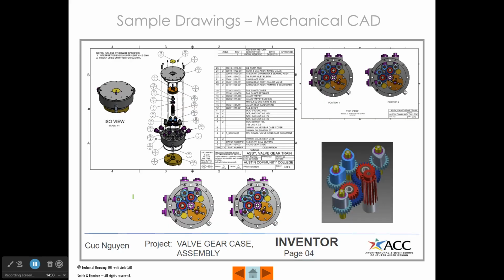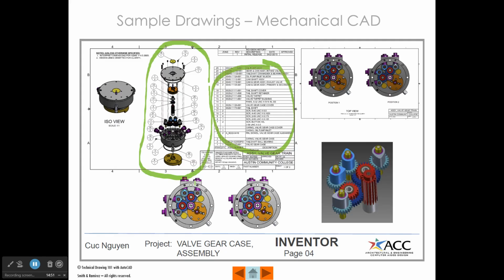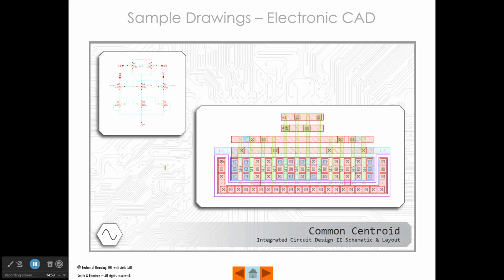And here we have a really nice, what we would call an exploded assembly and a parts list for a complicated gear assembly. And it's a really nice drawing. And then here are some details of that assembly that include dimensions and the views necessary to make some of the parts of that gear case.